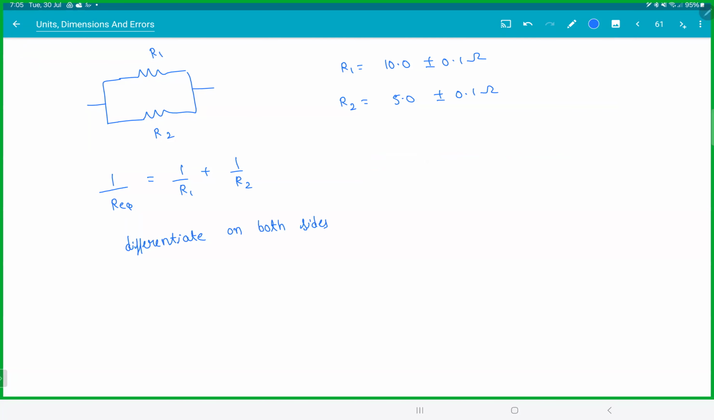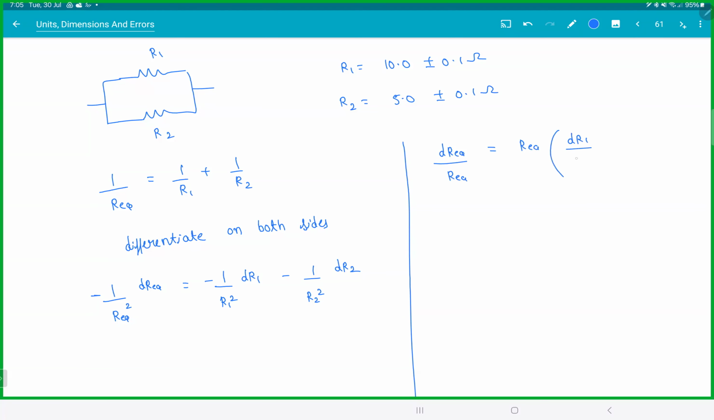So the differential of 1 by R is R to the power minus 1, so that is minus 1 by R square into dR equivalent, chain rule. This is minus 1 by R1 square dR1 minus 1 by R2 square dR2. So dR equivalent by R equivalent will be R equivalent times dR1 by R1 square plus dR2 by R2 square.